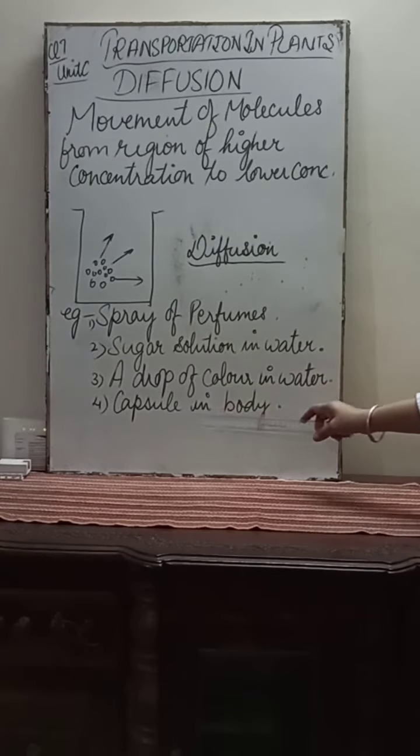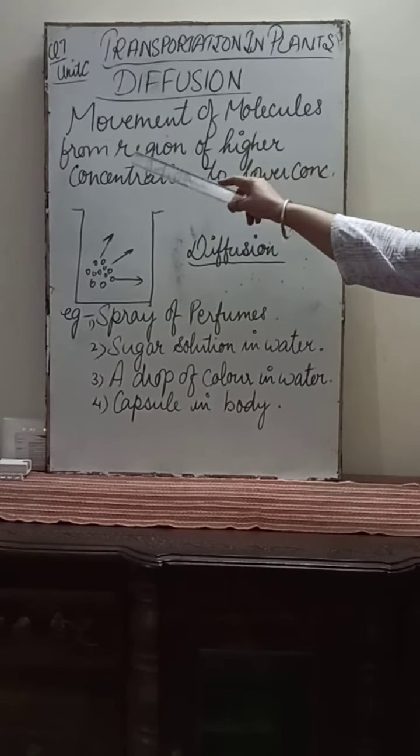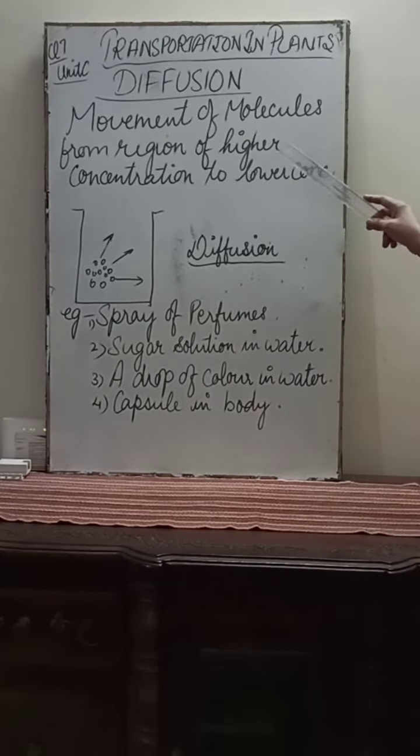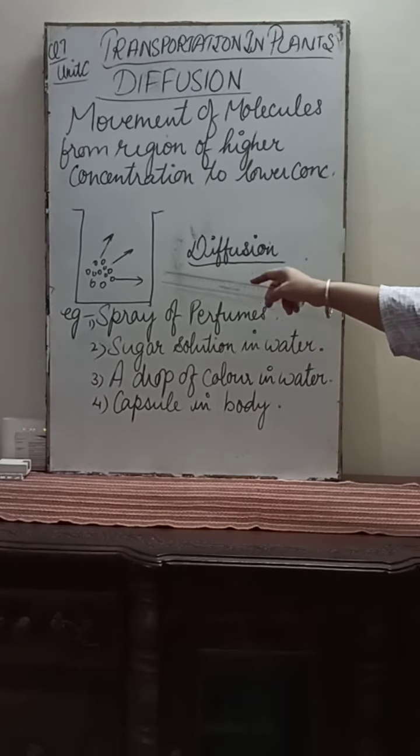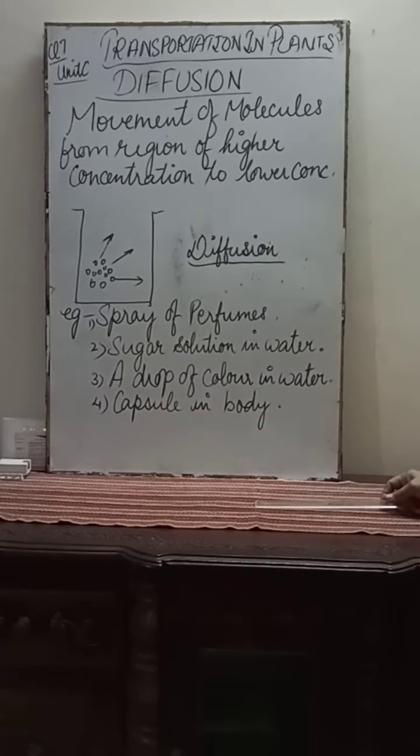Fourth example is a capsule in the body. Now when we take medicines in the form of capsules, after we ingest it in our body, what happens? It diffuses within the cells of the body. Okay, so these are a few examples of diffusion, and let me repeat it. Diffusion is the process of movement of molecules from region of higher concentration to region of lower concentration. And this is the diagrammatic sketch showing how the molecules move in different directions where there are low concentrations of the solute. So I hope the process of diffusion is clear to you all.